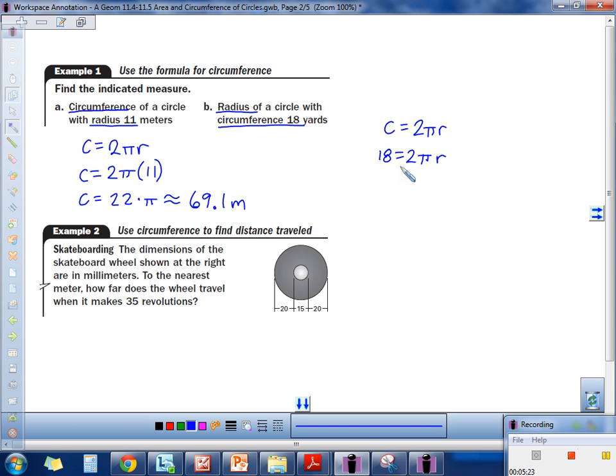Yeah, I like that. You could divide by 2 on each side. This part you could do mentally. That way they cancel there. You're left with 9 equals pi r. But now what do?